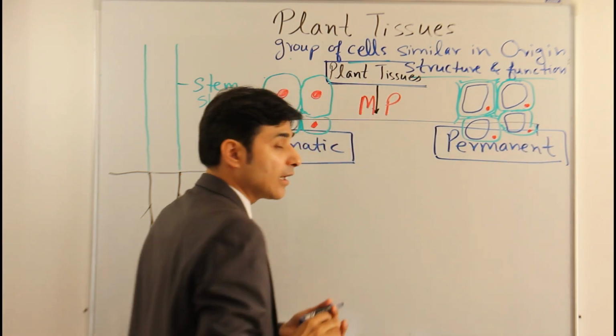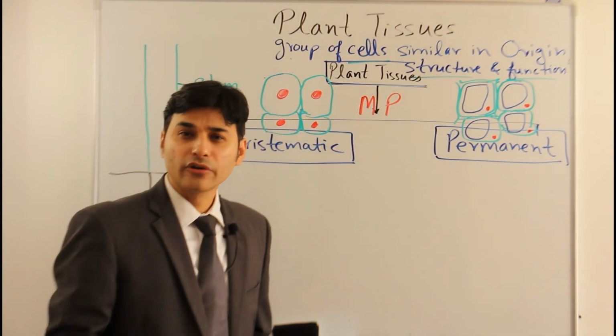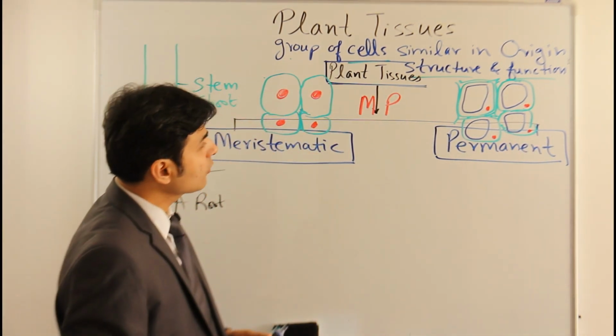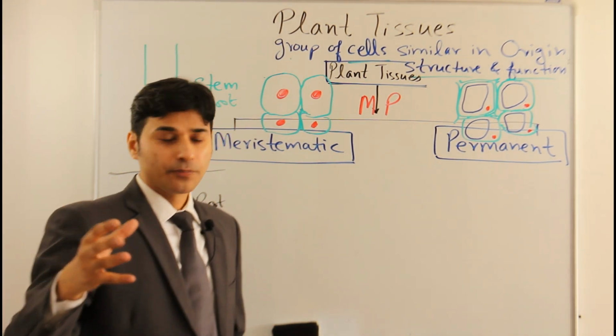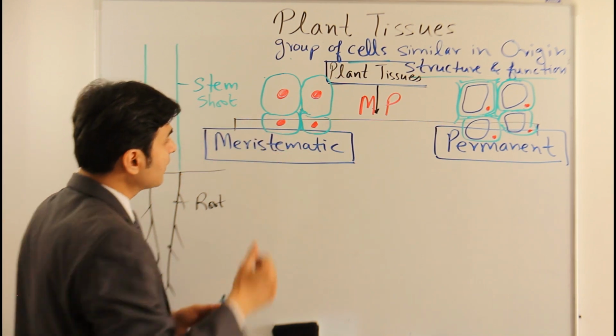And then there are other things like chloroplast, mitochondria, which are always required. Chloroplasts are found generally in the green area, green leaves. Okay, so let us come back to the meristematic tissue.